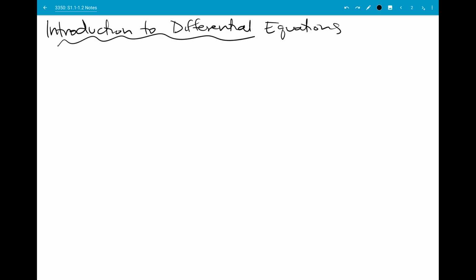I'm going to use these squiggly lines. They make it look a little bit better the way I write.